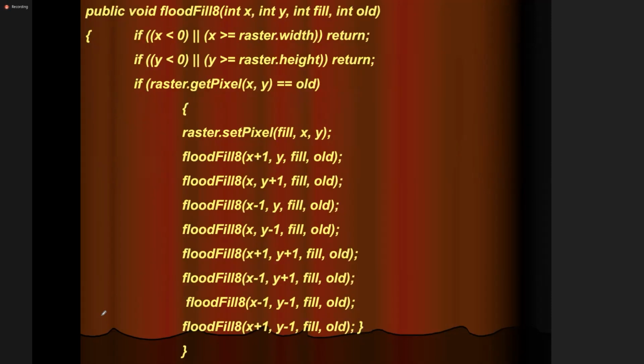Here, earlier we had 4 connected neighbors. Now we are coming to the 8 connected neighbors. The same thing, only the coordinates are different. All 8 connected neighbors are available here: x plus 1, y plus 1, x minus 1, y plus 1, x minus 1, y minus 1, x plus 1, y minus 1. All connected 8 neighbors are used to be filled here.